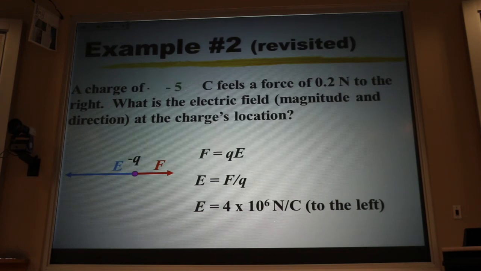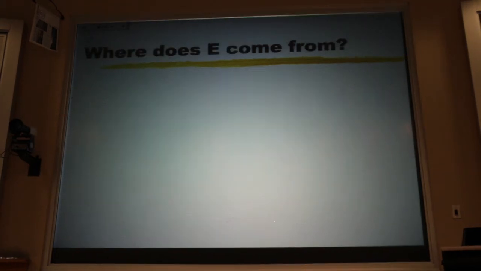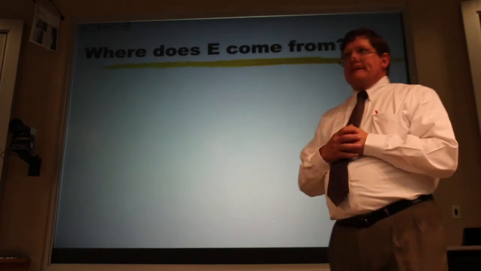What if we made that -5 coulombs and the force was 15 newtons? Well, if I had to split up those 15 newtons amongst those 5 coulombs, each coulomb is going to get a push of 15 over 5, or 3 newtons for each coulomb. 3 newtons for each coulomb. That's all it is. It's just like a rate, just like the price of gasoline. Okay? That's what we mean by electric field. Now, where does E come from?